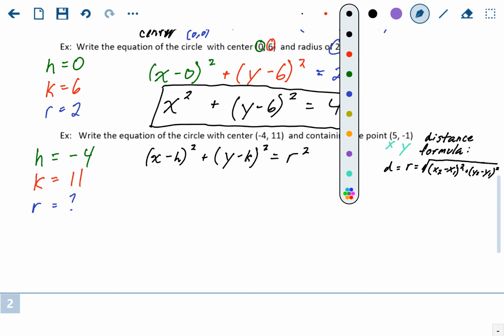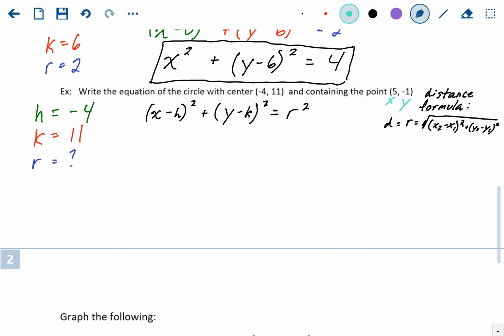All right, so our x value is 5. Our y value is -1. We don't know r. We do know h. h is -4. Now you have to be careful here because h is -4, and the formula has x minus h. So really you're doing x minus -4, which is +4. It's always the opposite. And then k is 11. y minus k, -1 minus 11.